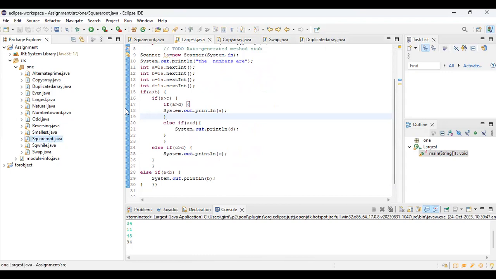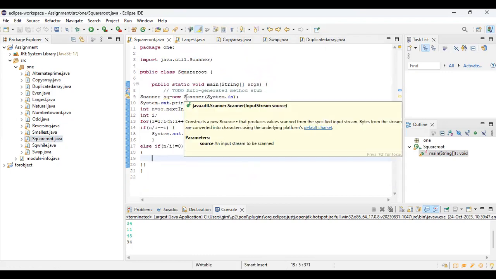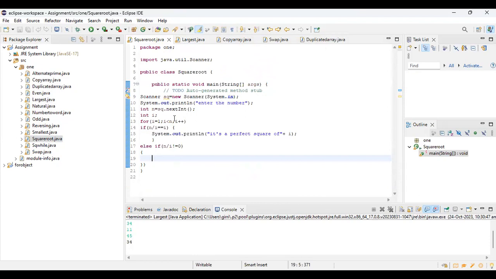And then square root. I'm checking with the input first. First, I'm giving the input, and I have to check whether the number can be obtained by multiplying the same number again and again, or when I am dividing it, it is giving a remainder of 0. If I'm dividing that particular number with that, and it is giving the remainder as 0, then that is said to be a perfect square.